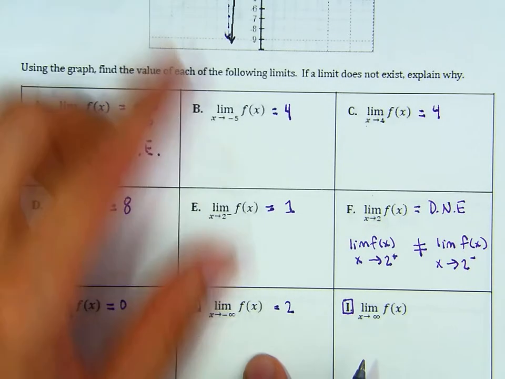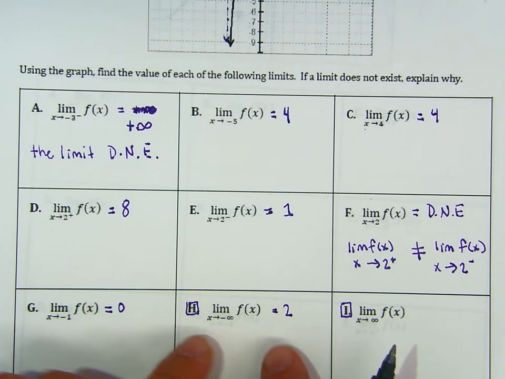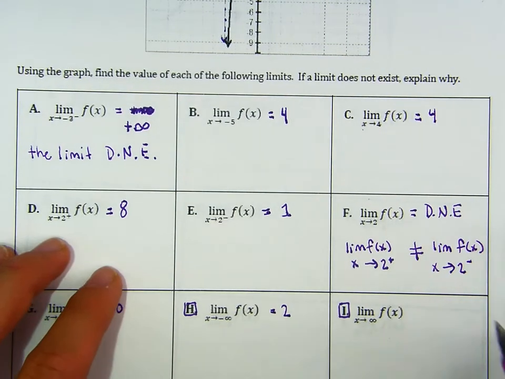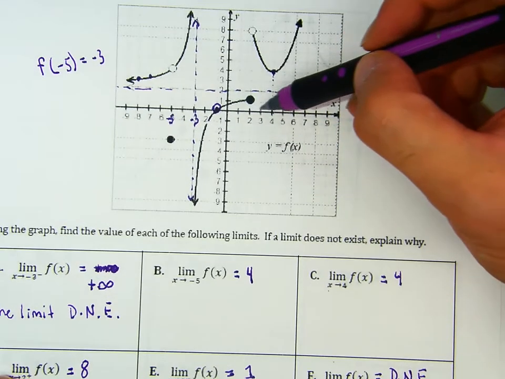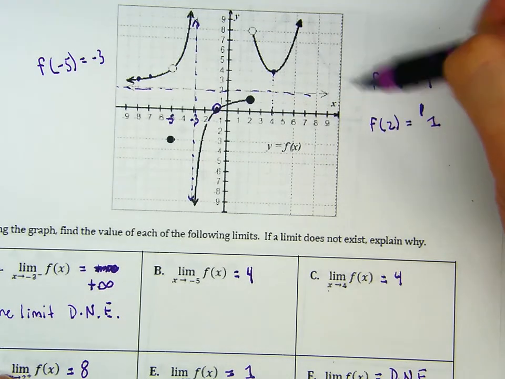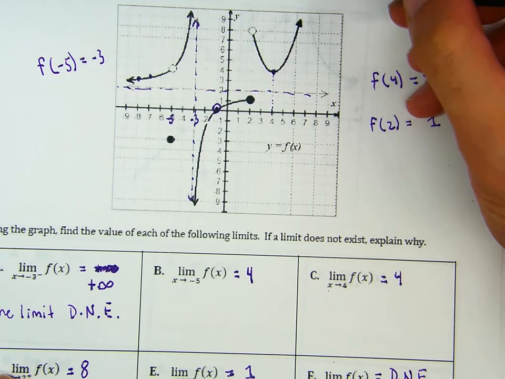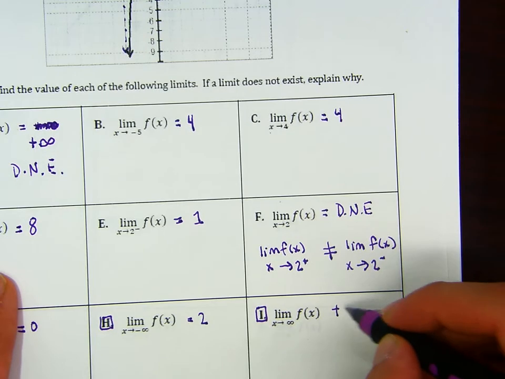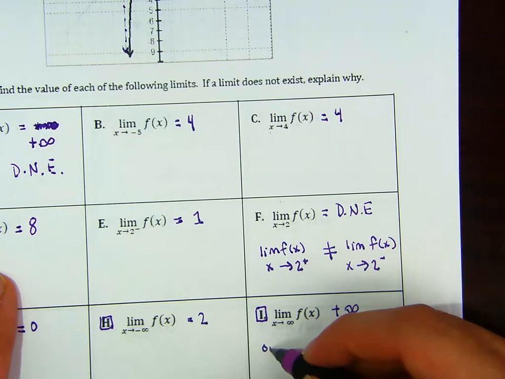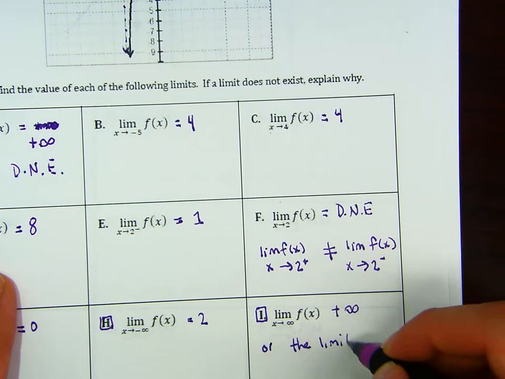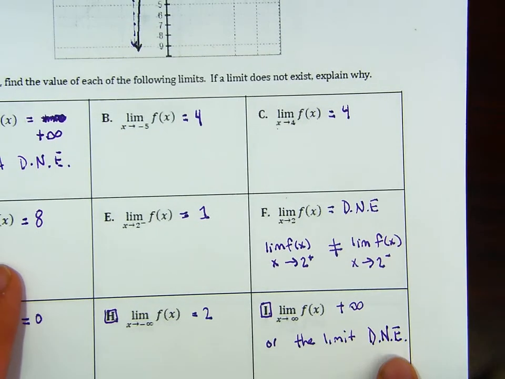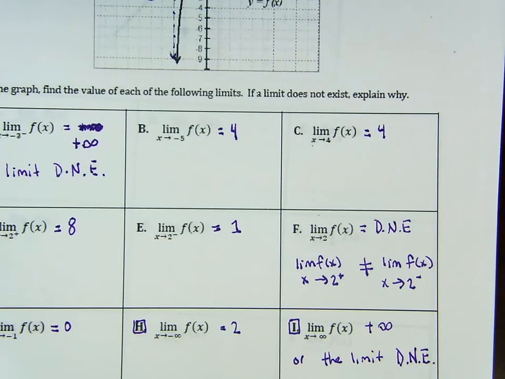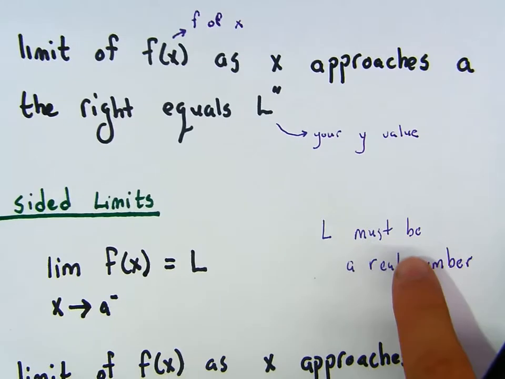And if you have to say, wait, pause, mister, we will do a different lesson on this where we explain this more. What about this one? Try this one on your own. As x is going to +infinity, what's happening to the y value? It's also going to +infinity, or the limit does not exist. Why does it not exist? Pause the video. Because infinity is not a real number, and this y value has to be a real number.